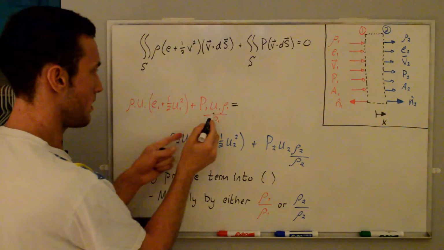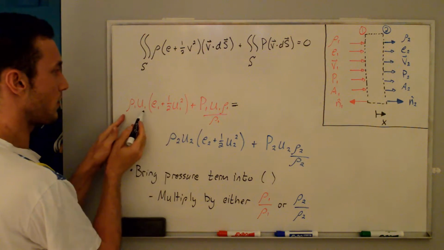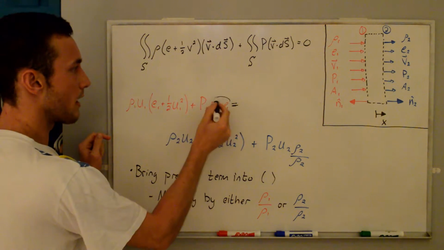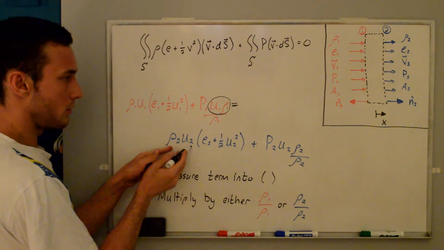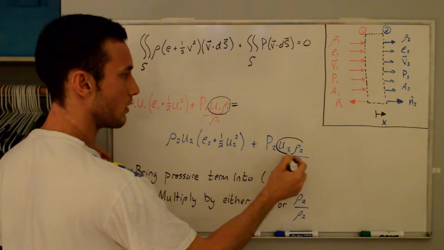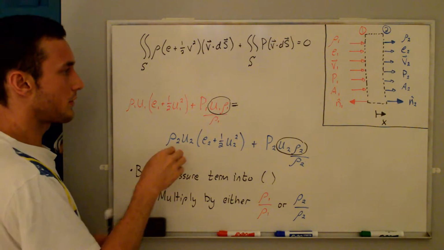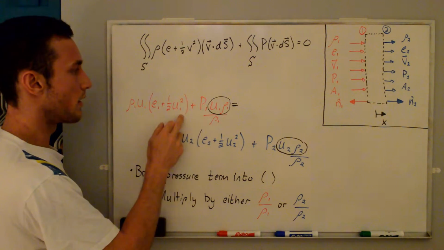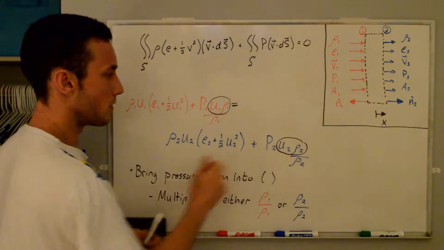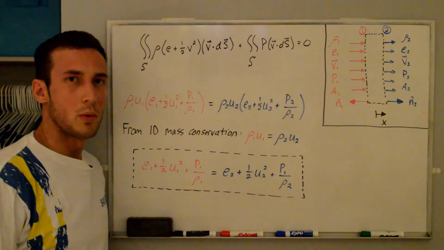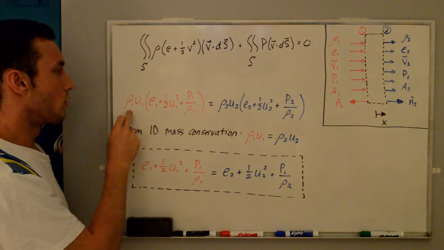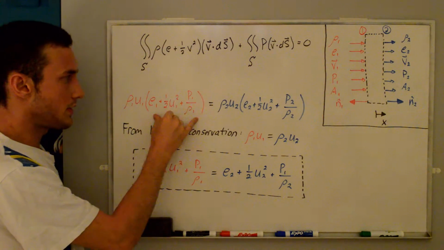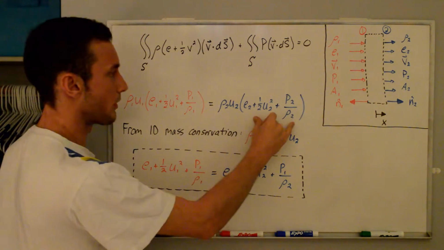If you look at this term here, outside the parentheses we have rho 1 u1. Here, now we have rho 1 u1. Here, outside the parentheses, we have rho 2 u2, and over here we have rho 2 u2. So what we can bring inside the parentheses then is this p1 over rho 1 into here, and p2 over rho 2 over on this side of the equation. So when we bring that term inside the parentheses, now we have this equation here: rho 1 u1 times this term in the parentheses is equal to rho 2 u2 times this term in the parentheses.